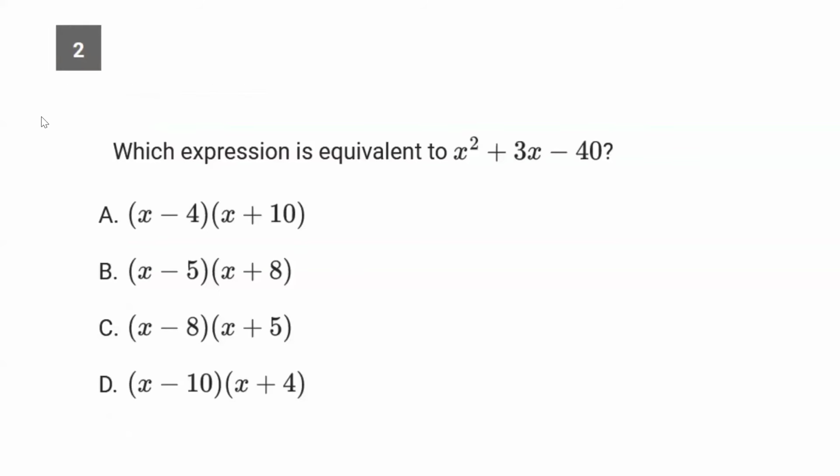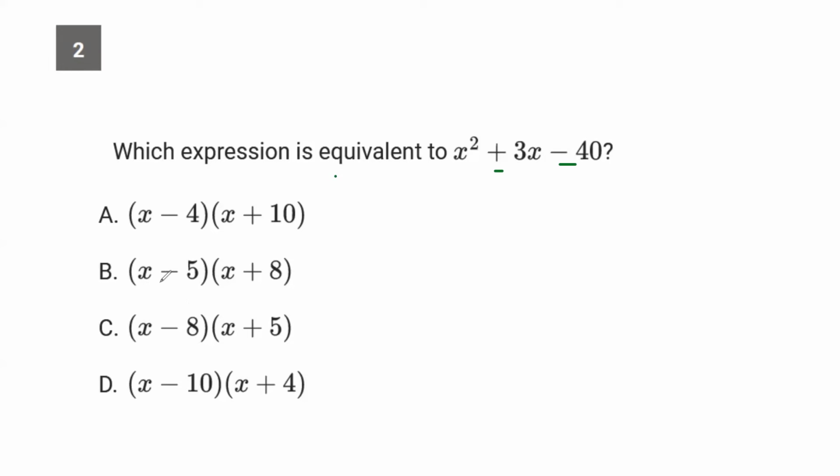Okay, this is a classic algebra question. Which expression is equivalent to x squared plus 3x minus 40? Okay, so you have a plus sign and a minus sign. So you want a plus and minus, which they all have. And then you want the plus number to be bigger, the positive number to be bigger. So A has that. B has that as well. But then C doesn't have it, right? And D doesn't have it.